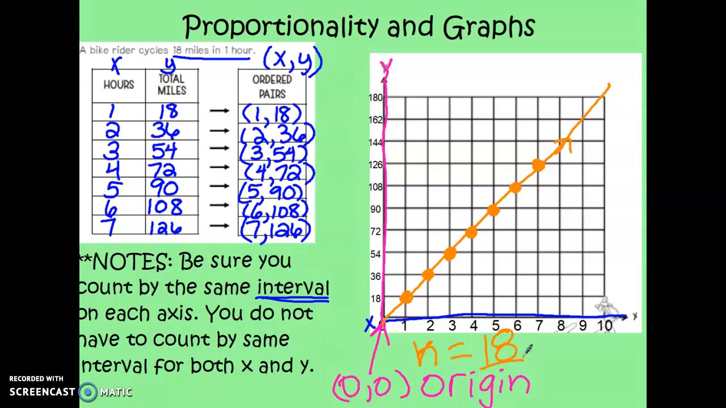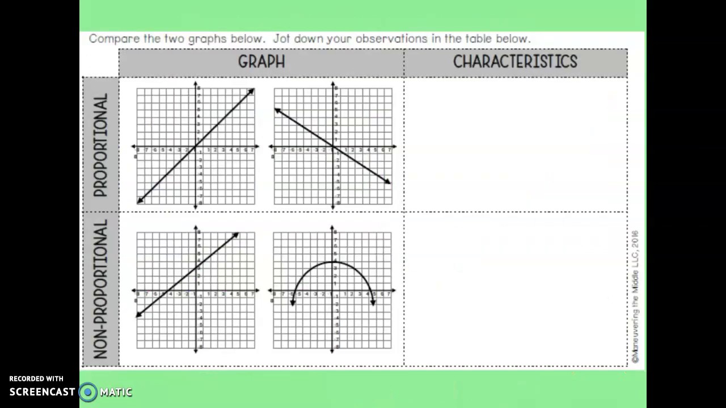And then our equation for this is always in the format y equals kx. So this one's going to be y equals k of 18, so y equals 18x, or 18 times x. Okay. So let's move on.